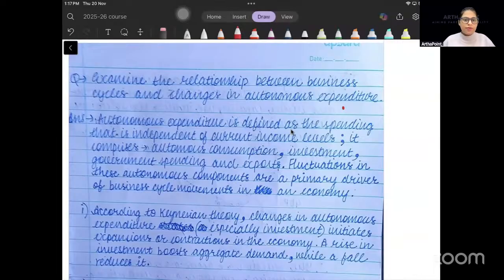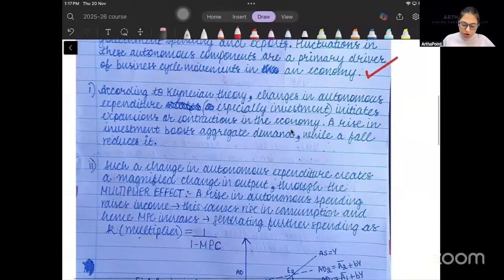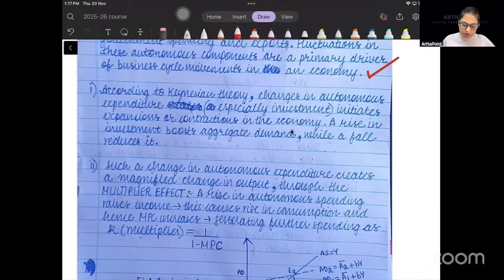So I think it's good practice for you to see how the question can be twisted and asked in the exam. Autonomous expenditure is defined as spending that is independent of the current income level. It comprises autonomous consumption, investment, government spending, and export. Fluctuation in these autonomous components are a primary driver of business cycle movement in the economy. According to Keynes' theory, changes in autonomous expenditure initiate expansion or contraction in the economy. A rise in investment boosts aggregate demand while a fall reduces it.